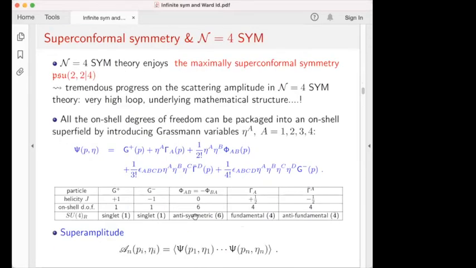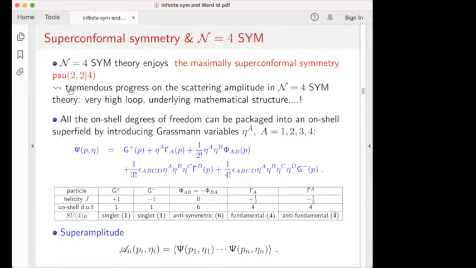And furthermore, I'm now going to consider supersymmetric theories. In particular, I will consider N=4 super-Yang-Mills theory. This theory enjoys maximal superconformal symmetry, PSU(2,2|4). And this huge amount of symmetry imposes a huge amount of constraints on the structure of amplitudes.